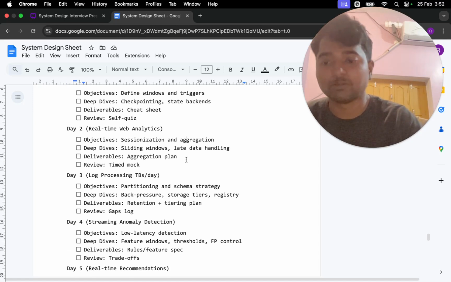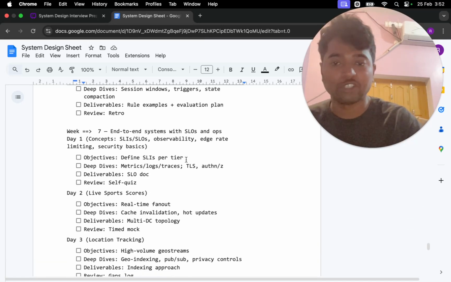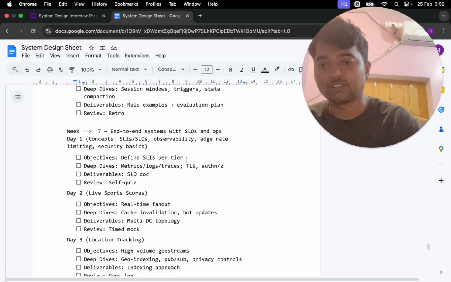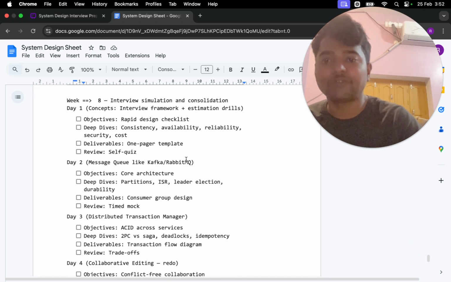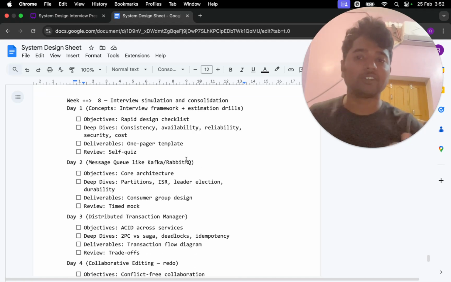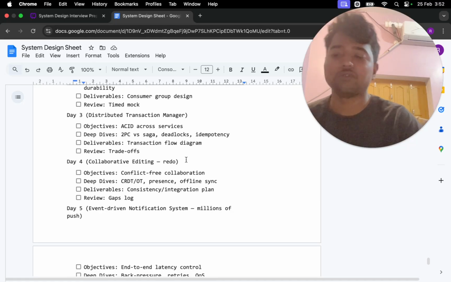Here I'll be studying a number of system design problems. So yeah, this is yet to be covered by me, but this is how I'm learning it with the help of generative AI. The seventh week is very specific to SLOs and end-to-end systems, right? The eighth week is the final. The eighth week is all about interview simulation. So this is how I'm doing it.